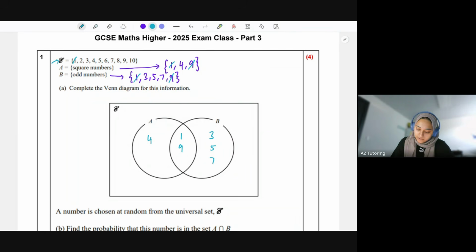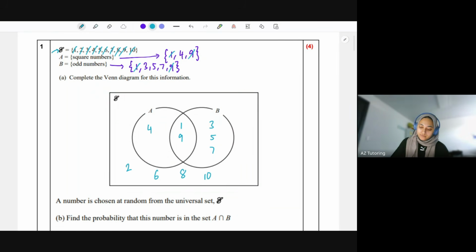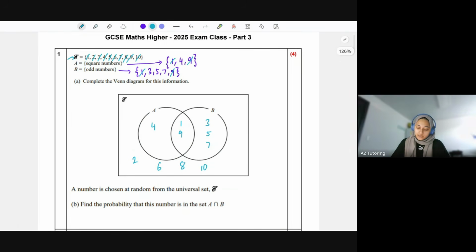So we've done 1, we've not done 2, so that goes here. 3 we have done, 4 we have done, 5 we've done, 6 we've not done, 7 we've done, 8 we haven't done, 9 we've done, and 10 we haven't. And then just double check you've got all the numbers you're expecting. So the whole set had 10 numbers. We should have 10 numbers on this Venn diagram. So 1, 2, 3, 4, 5, 6, 7, 8, 9, 10. Okay, perfect. So that's a nice easy 3 marks for that.